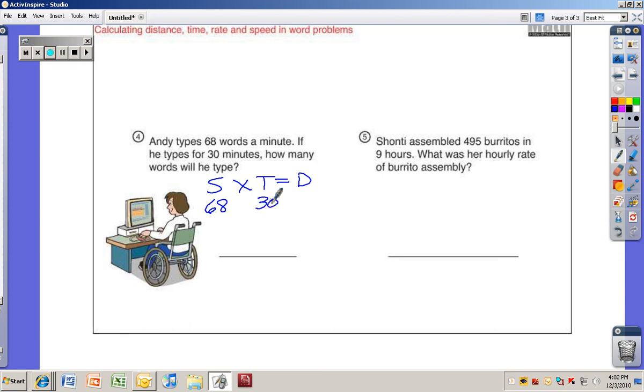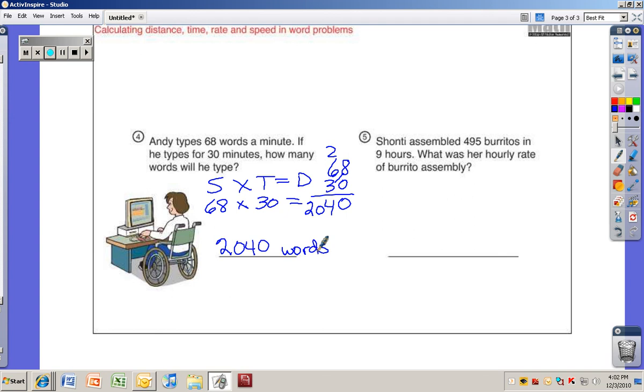If he types for 30 minutes, okay, so 68 words every single minute. He's going to do that 30 different times. That'll tell you how many words he typed. In this case, it's kind of like the distance. So we're going to put 68 times 30. You can just stick a 0 down there. You don't have to do this in 2 steps. 8 times 3 is 24. Carry the 2. 6 times 3 is 18. 18 plus 2 is 20. So we can type 2,040 words in 30 minutes.